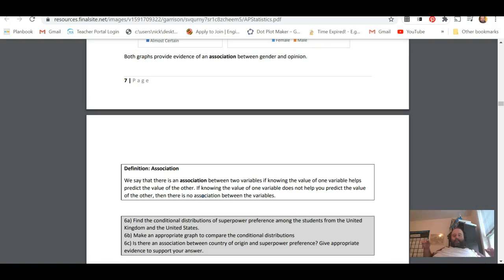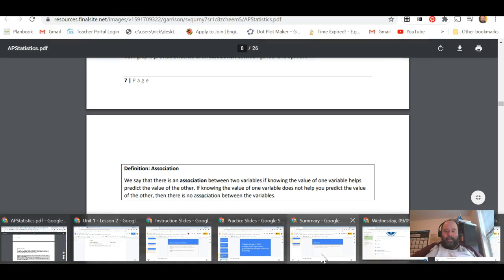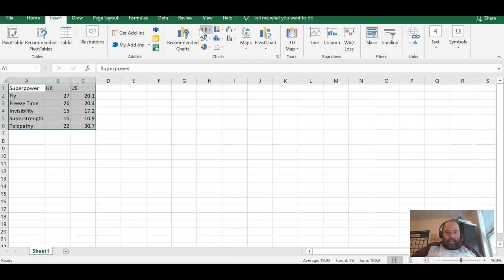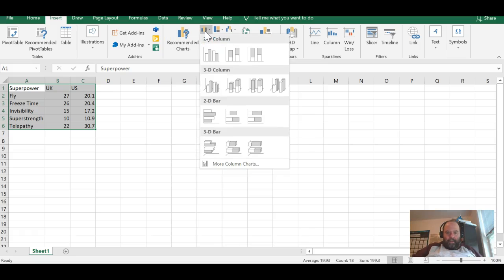Okay. Make a conditional distribution of superpower preferences. So we've done that among the students in the United States and the United Kingdom. So that's 6A. It's that table that we just made. Now make an appropriate graph. So I'm going to actually have Excel help me here. I'm going to grab all of this. And let's see. Will it help me? Maybe I could do it this way. Nope. I want all of it. Alright, so let's grab the insert tab and see if it gives me a good bar chart.